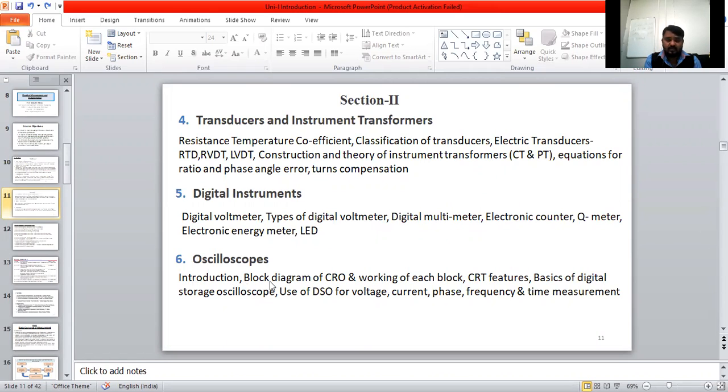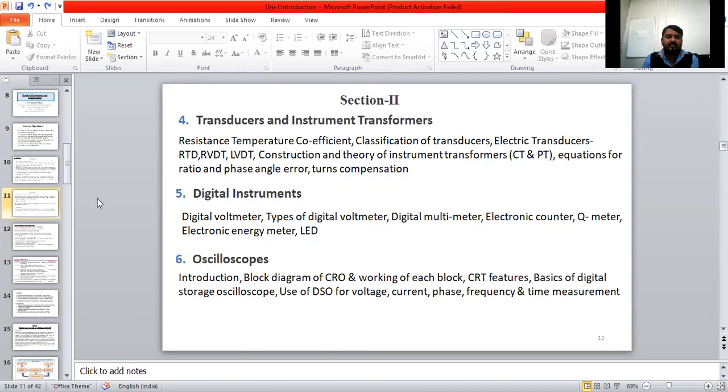Introduction of oscilloscope. What is the block diagram of CRO? CRO means cathode ray oscilloscope. Working of each block. CRT, cathode ray tube, we are going to consider. Tube features, basics of digital storage oscilloscope, DSO we are going to call it. We will discuss the basics of DSO and the use of digital storage oscilloscopes. We are going to use DSO for voltage, current measurement, phase, frequency and time measurement. So these are all the things we are going to discuss here.